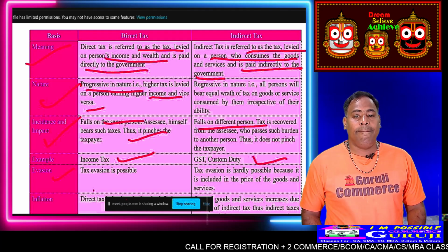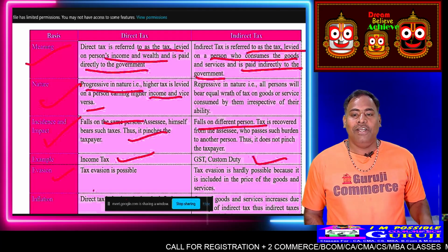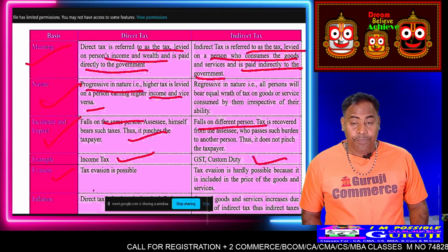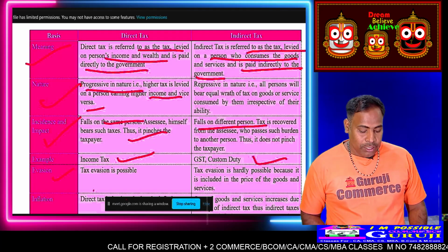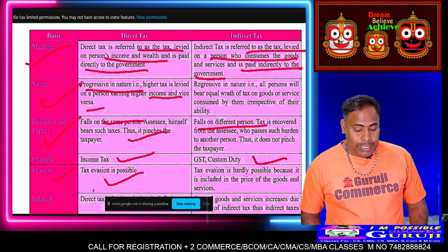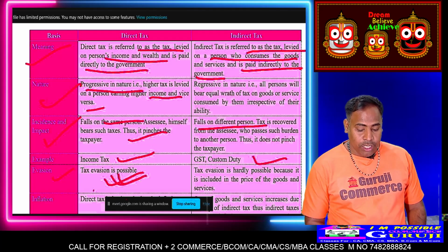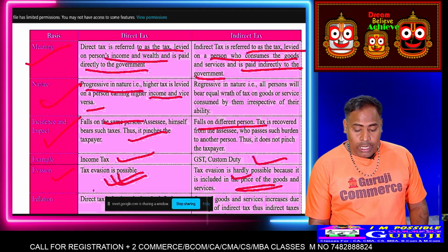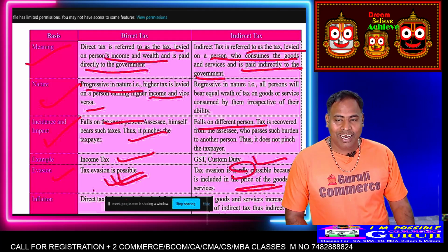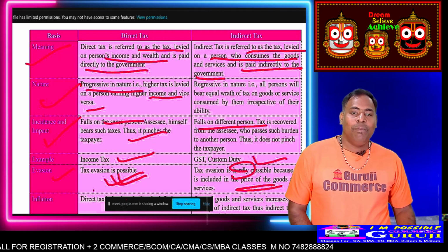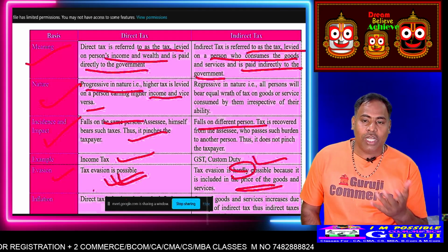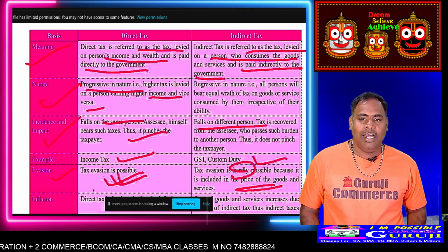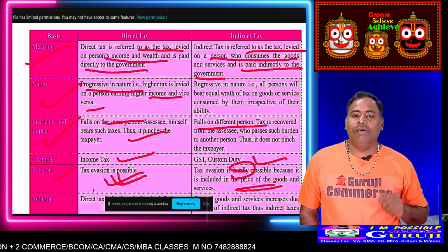And evasion. What is tax evasion? Anyone say? Very good. Evasion means hiding of tax. Evasion of taxation is generally considered hardly possible in indirect tax, but that is not correct. Why not correct? GST was introduced in 2017, and there are so many loopholes. Income tax was introduced in 1961.